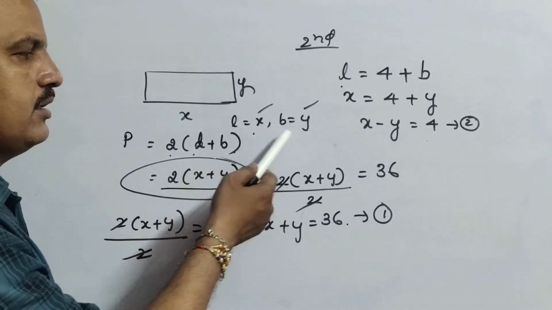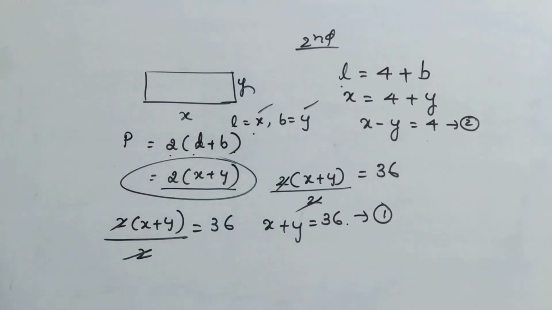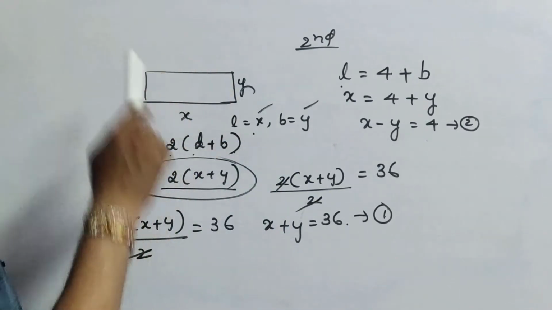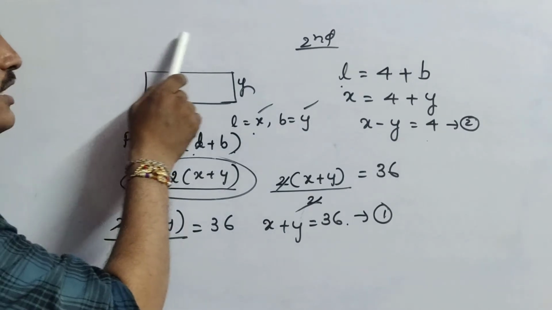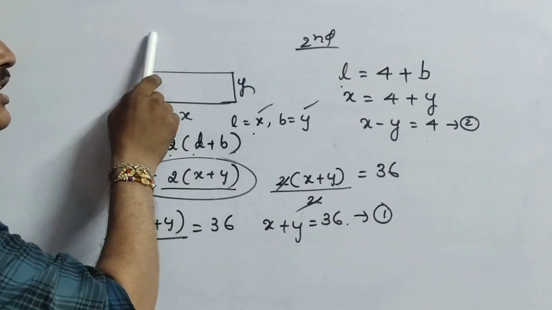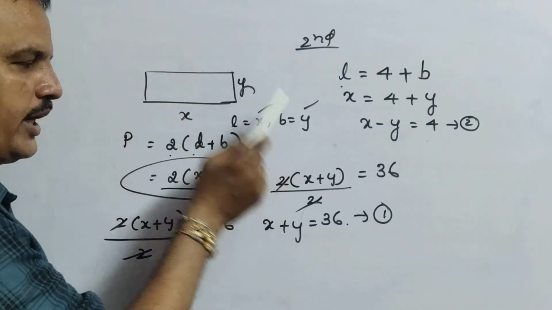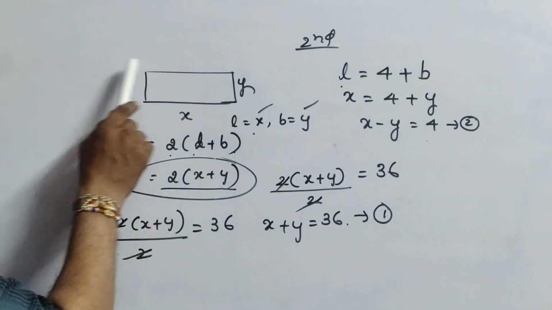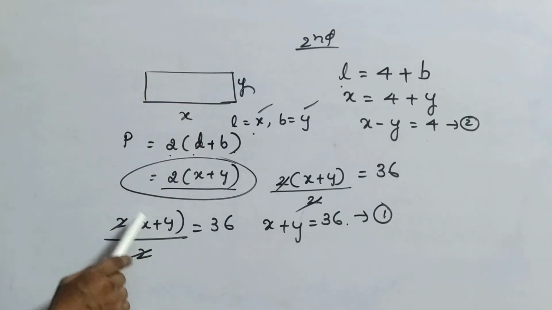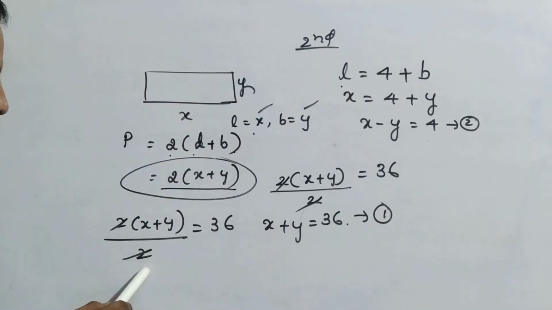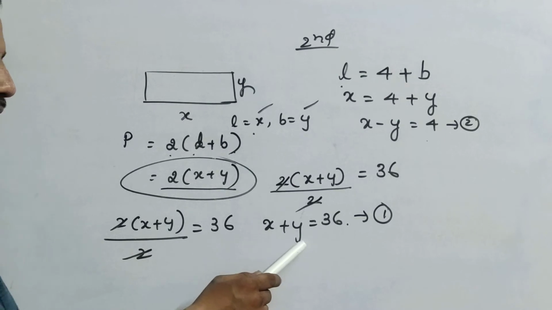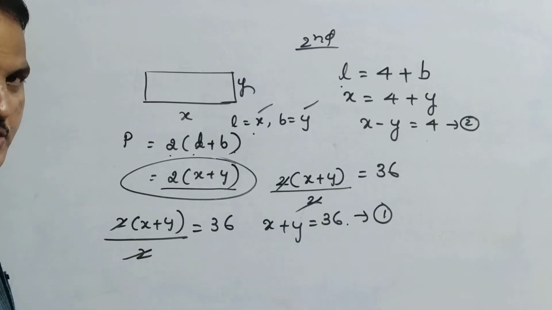Here x means length, y means breadth. So what will you write here? Let the length of the rectangular garden equal x and the breadth of the rectangular garden equal y. According to the problem, the first condition: 2(x + y) by 2 equals 36, that is x + y = 36, first equation.